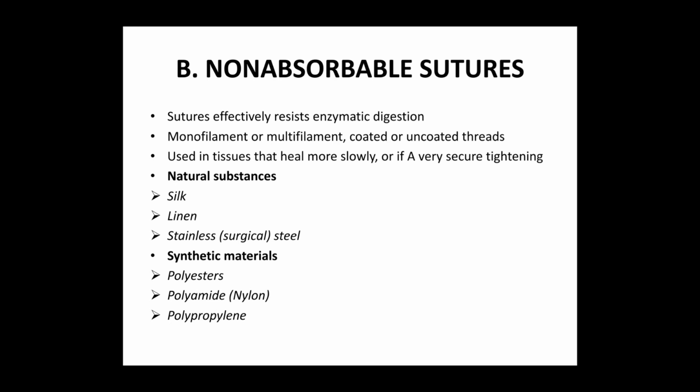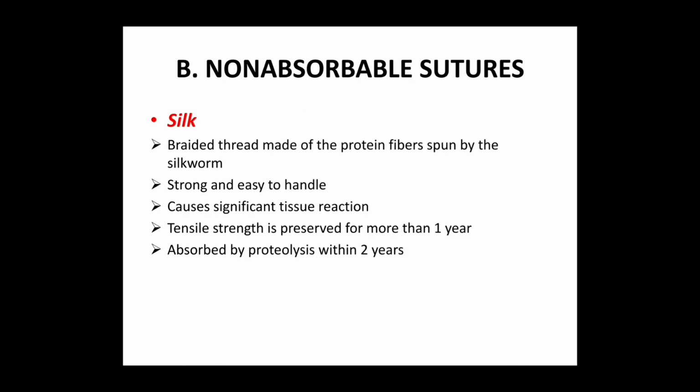hernias, where the posterior wall defect of the hernia is best approximated with this type of non-absorbable suture material, which needs good approximation, has to stay for a longer duration, and needs very secure tightening. So naturally occurring non-absorbable suture materials are silk, linen and stainless steel, and the synthetic ones are the polyesters, polyamide nylon, or polypropylene, the Prolene.